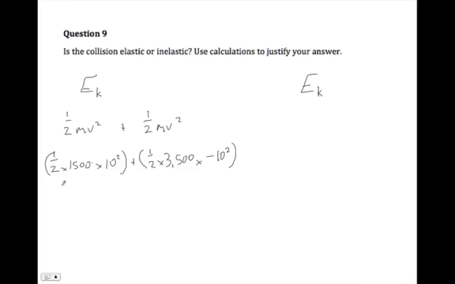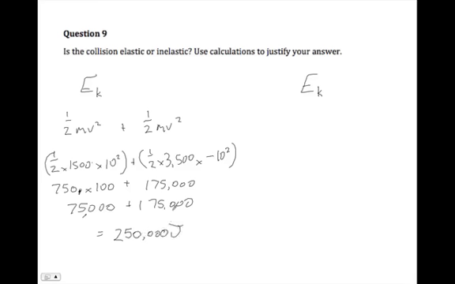Half times 1,500 is 750, times 10 squared is 100, and plus 3,500 times a half times minus 10 squared is plus 100, so this minus disappears on us, 175,000. 750 times 100 is 75,000 plus 175,000 equals 250,000 joules. That's our energy before.